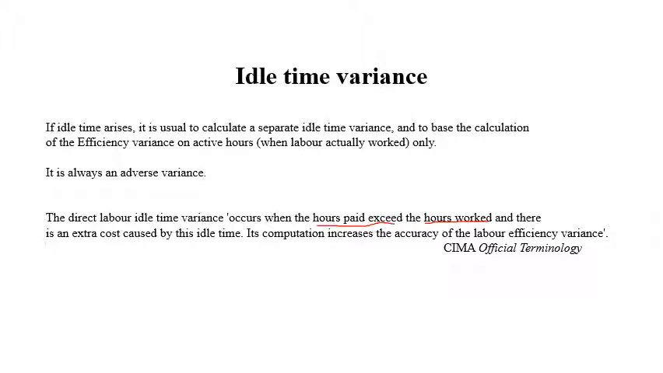So when idle time is recorded separately, it is useful to provide control information which identifies the cost of idle time separately, and in variance analysis there will be an idle time variance as a separate part of total labor efficiency variance. The remaining efficiency variance will then relate only to the productivity of the labor force during the hours spent actively working.